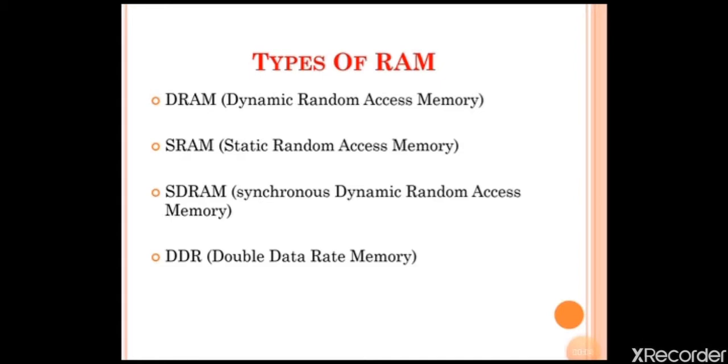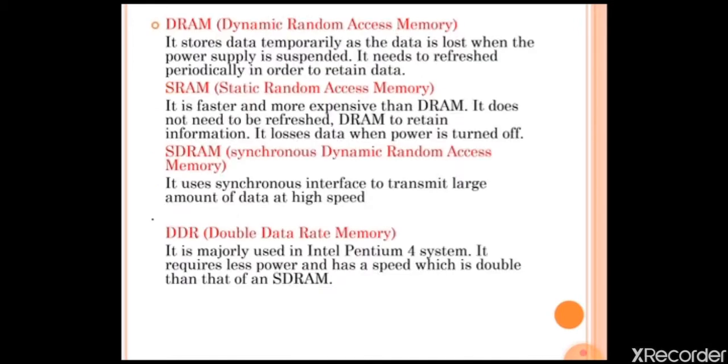There are 4 types of RAM. First, DRAM, that is Dynamic Random Access Memory. Second is SRAM, and that is Static Random Access Memory. Third is SDRAM, and that is Synchronous Dynamic Random Access Memory. Fourth is DDR, and that is Double Data Rate Memory. Now we'll discuss all these RAM one by one.